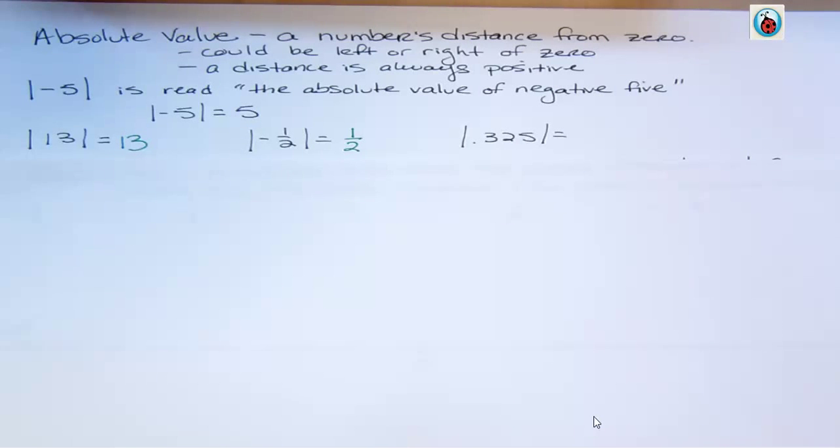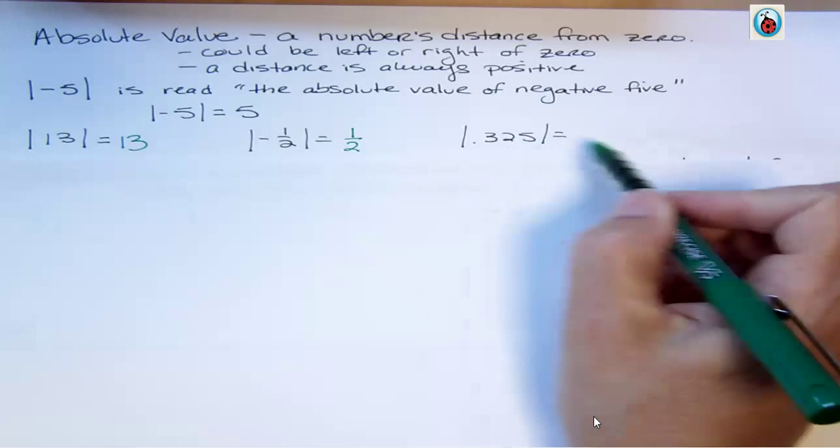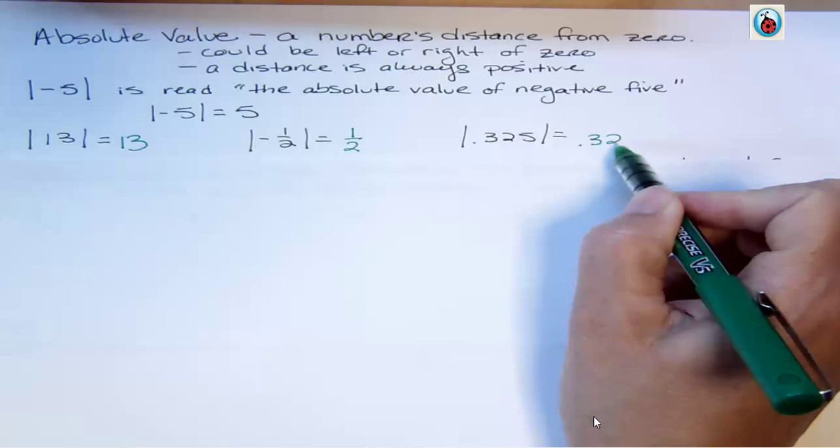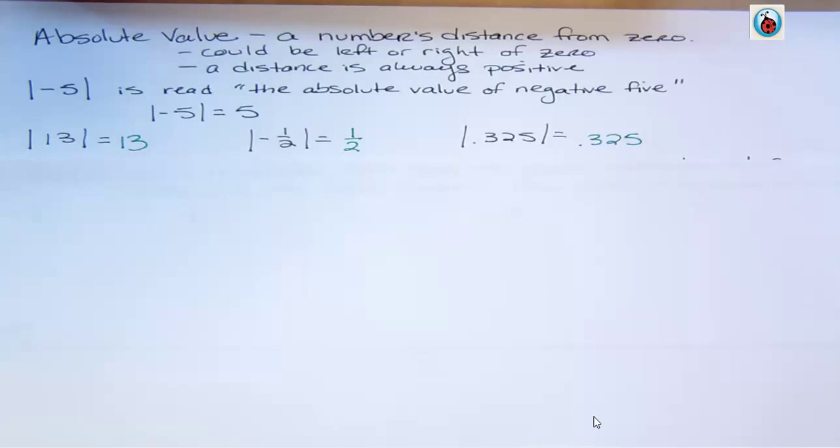Absolute value of a decimal number is just how far away from 0 it is. That's all it is. Remember though, we're using positive values because it's a distance, and when we're talking about absolute value we don't care whether it's left or right. We just want to know the distance.